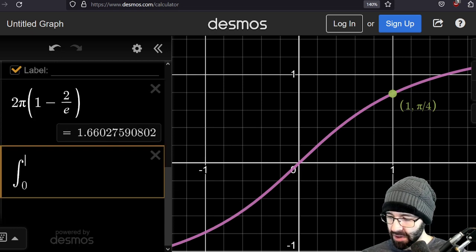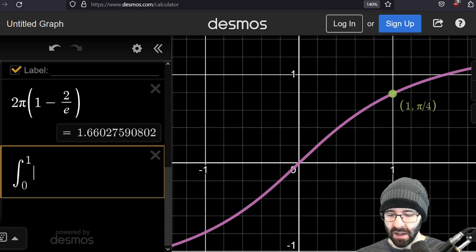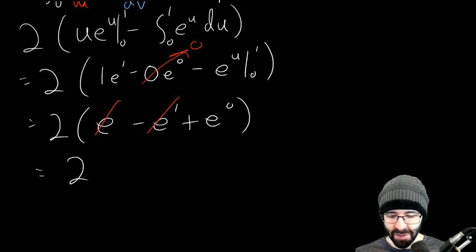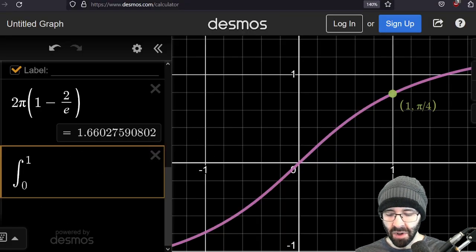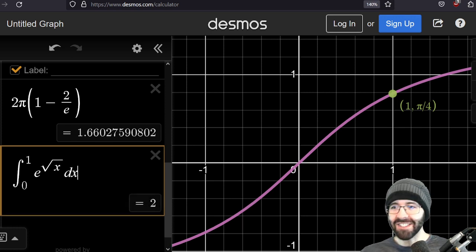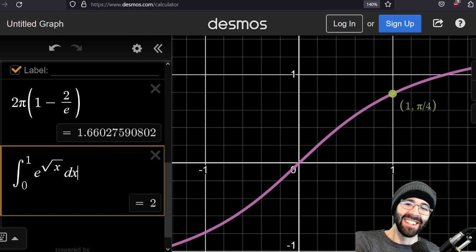The integral from 0 to 1 of, what was our problem? I don't remember. e to the square root of x. It is 2. Great.